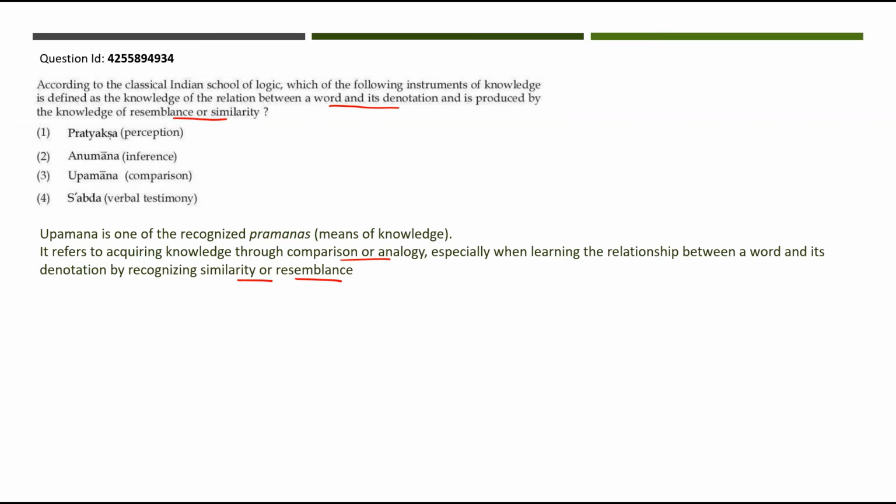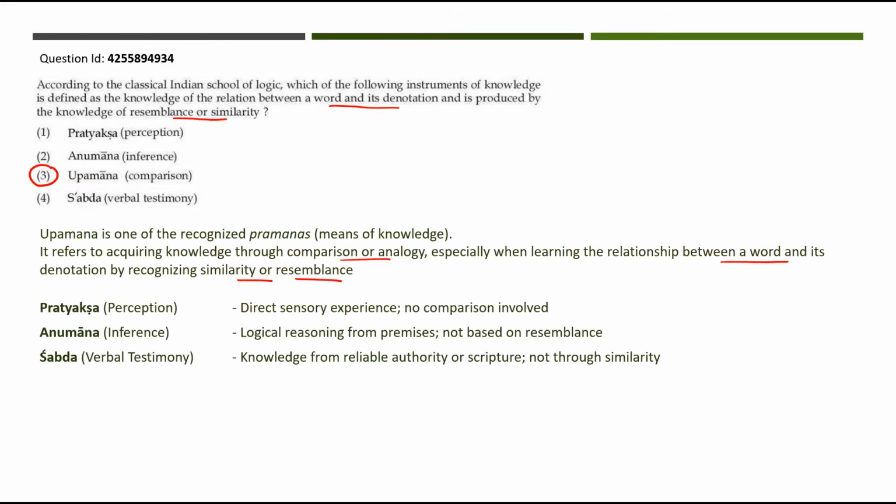We have all the keywords that are present in the question statement here. So we will go with option number 3, Upamana, as the right answer. Upamana means comparison. Now we will see about the other options. Pratyaksha, which means perception. It is direct sensory experience and there is no involvement of comparison here. So one is ruled out.